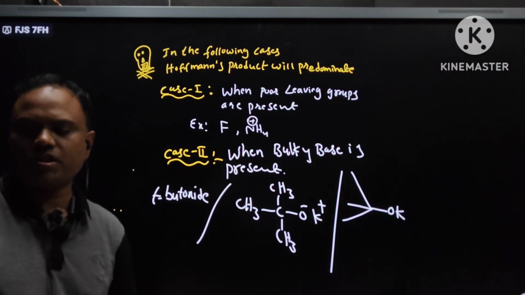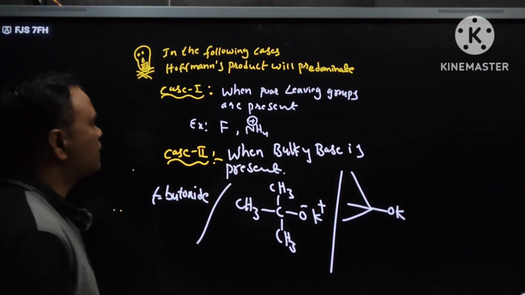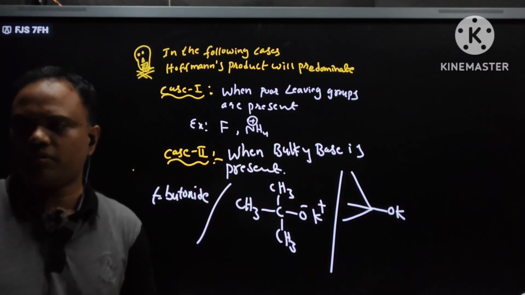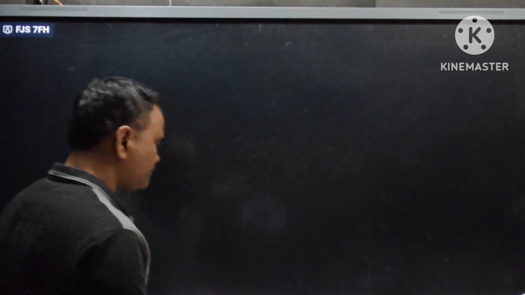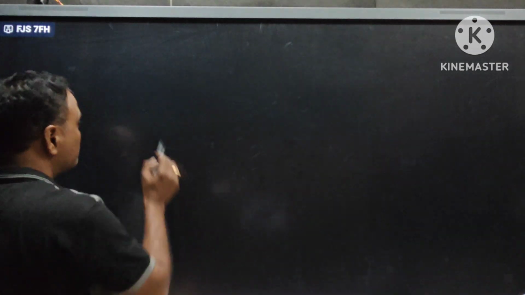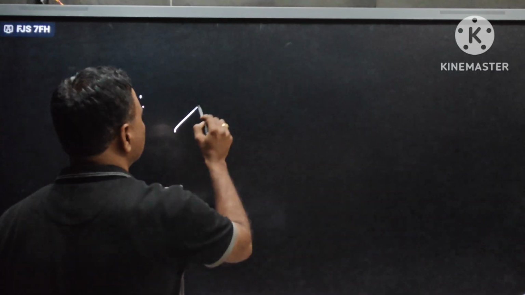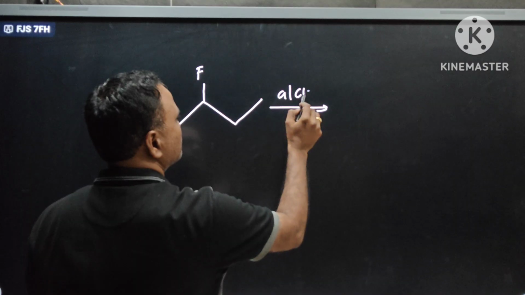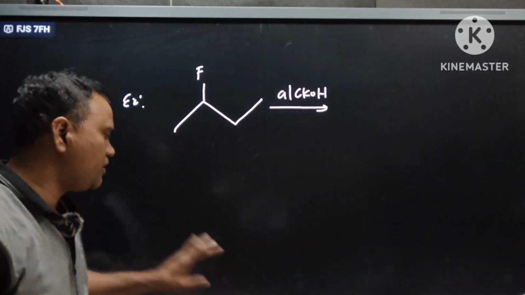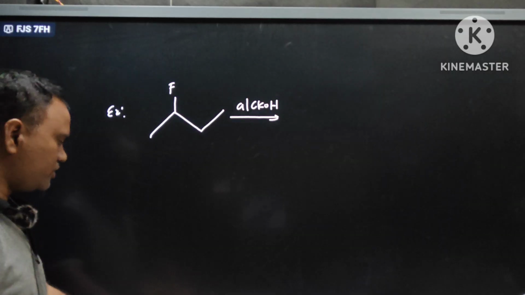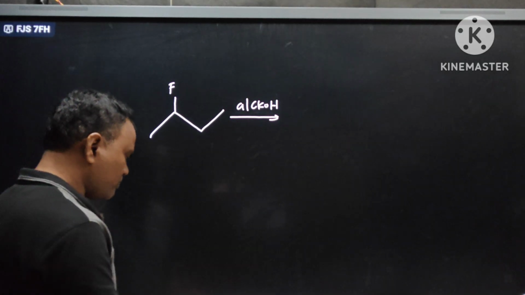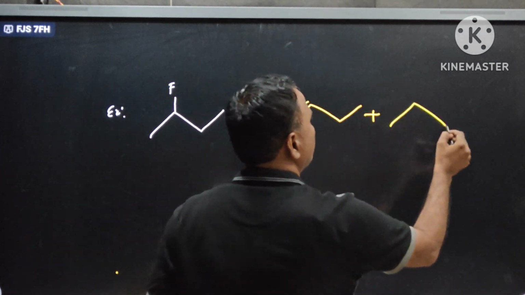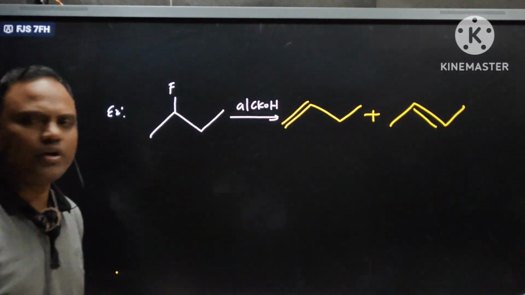Completed? Aisha and Adiba. Now let us take one example. You tell me about leaving ability. Fluorine is a good leaving group or poor leaving group? Poor leaving group. First of all, write two products. Which is having more number of alpha hydrogens? First write the number of alpha hydrogens.